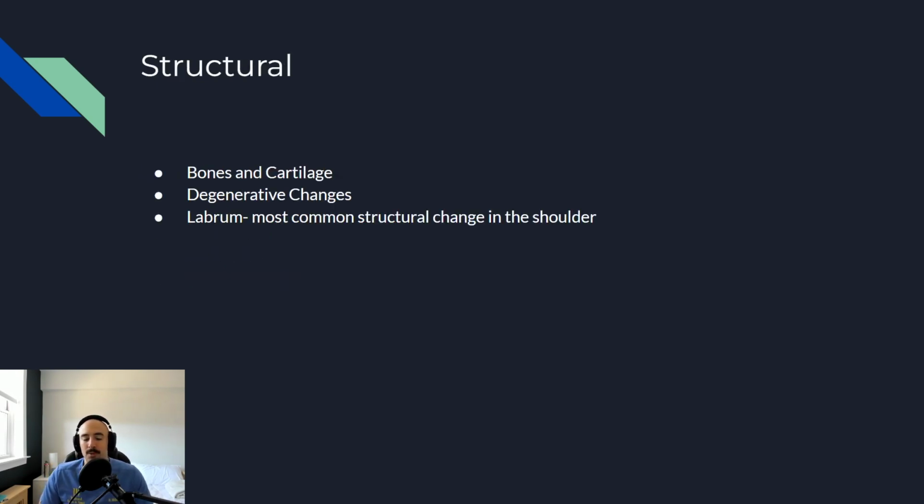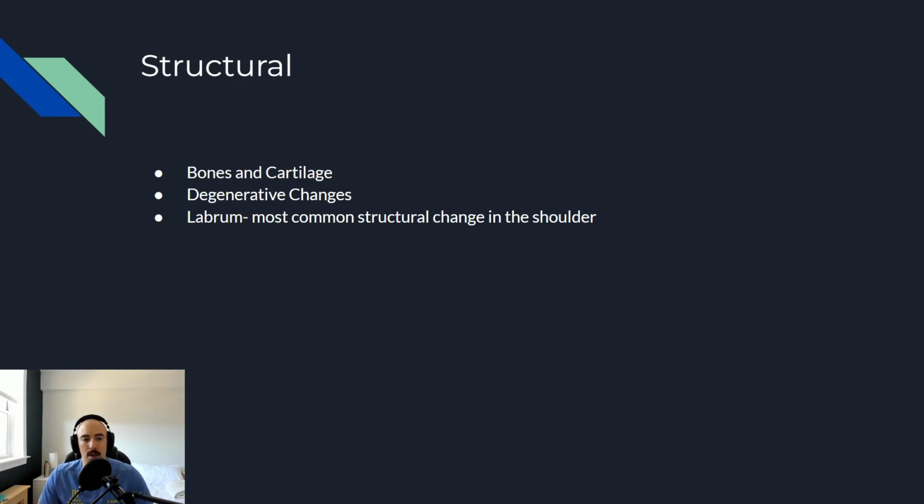Structural, again, bones and cartilage. We're going to go into a little bit more detail on each of the categories. Degenerative changes, so arthritis. When we look at the shoulder, you can sometimes get bone spurs. You can sometimes have anatomical anomalies from birth, right? So depending on what category of acromion hook you have. Do you have a deep acromion hook? Do you have a shallow acromion hook?